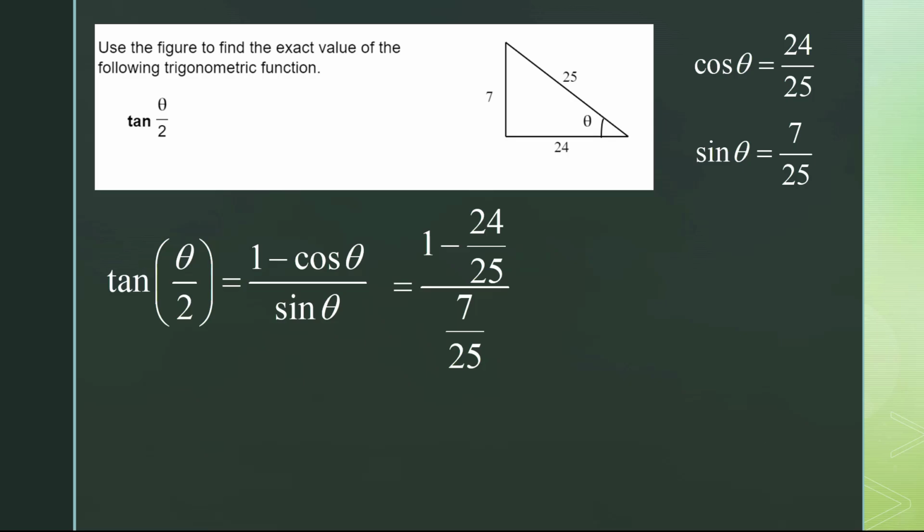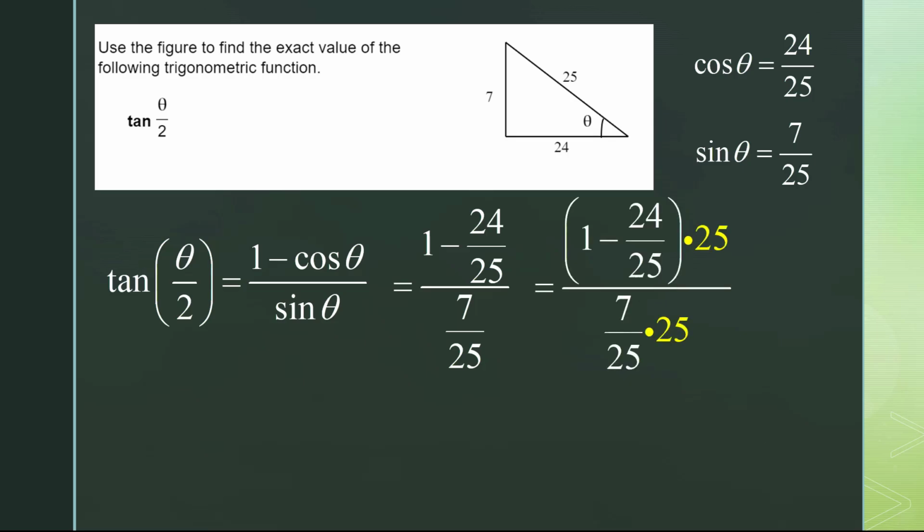And so I'm going to use the same technique to clear the complex fraction. That is to multiply the top and the bottom by the least common denominator of all the fractions. In this case, there is only one denominator, 25. So I multiply the top and the bottom by 25.